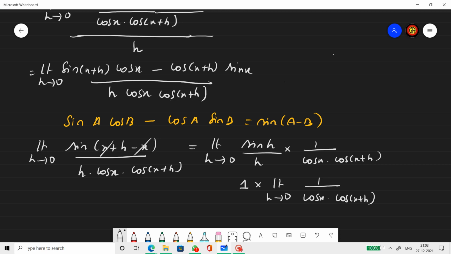Now apply the limit. Wherever there is h, you put 0. So 0 will come here. So you will have 1 by cos x into cos x, which is 1 by cos square x, which is nothing but secant square x. Therefore, differentiation of tan x is secant square x.